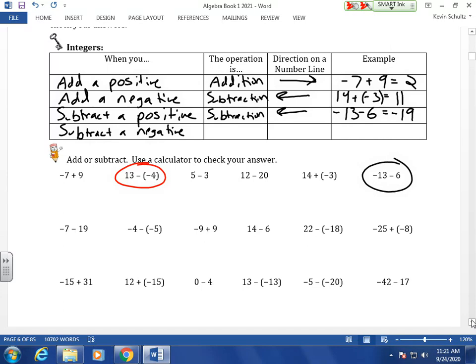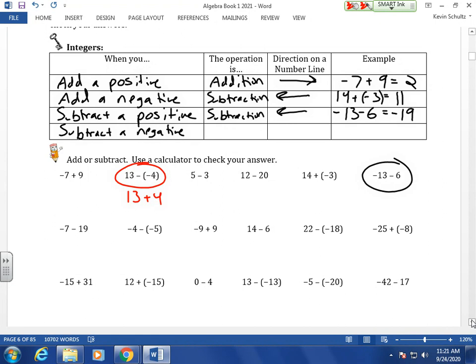Sure. So this is the same as writing 13 plus 4, but why don't the negatives cancel out in negative 13 minus 6? I mean, they both contain 2 negative signs. Why is one addition, 13 minus negative 4? Why is the other one subtraction? Brent?